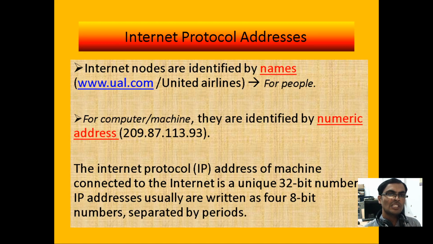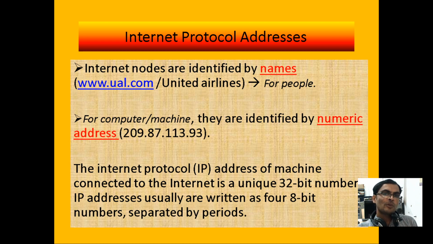Now coming to the Internet Protocol address, the IP address. Internet nodes are identified by names. They are identified by names because people cannot remember IP addresses. That is why internet nodes are identified with the help of names. Machines, however, are identified by numeric addresses.